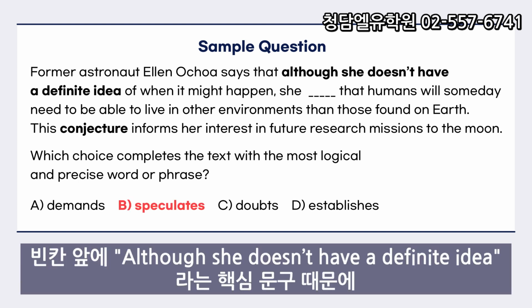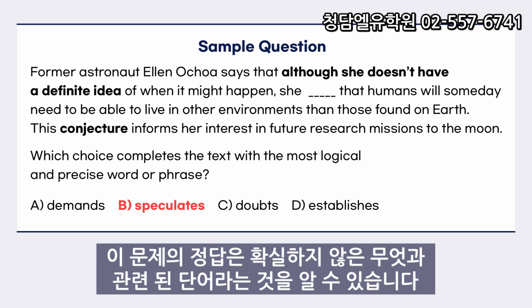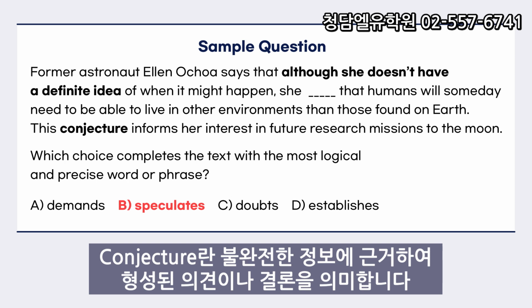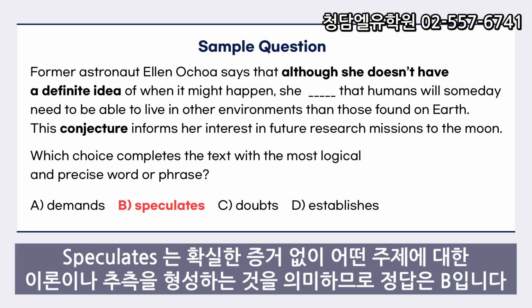Because we know the blank is preceded by the key phrase, although she doesn't have a definite idea, we know the answer is going to be something about guessing about something that is not certain. A further context clue is provided in the final sentence, this conjecture. Conjecture means an opinion or conclusion formed on the basis of incomplete information. So the correct answer is B, speculates, because speculate means to form a theory or conjecture about a subject without firm evidence.